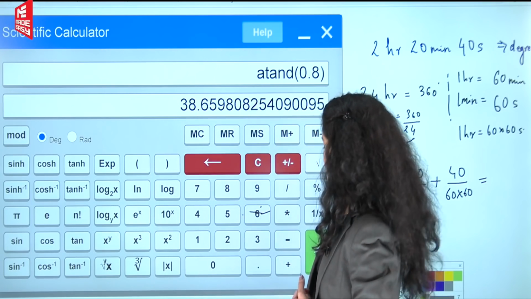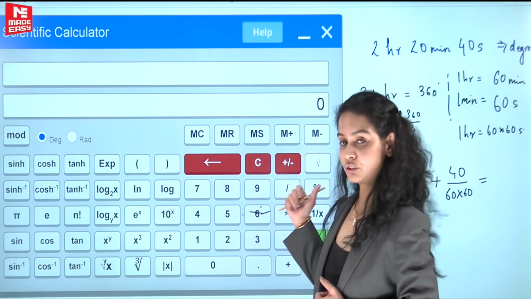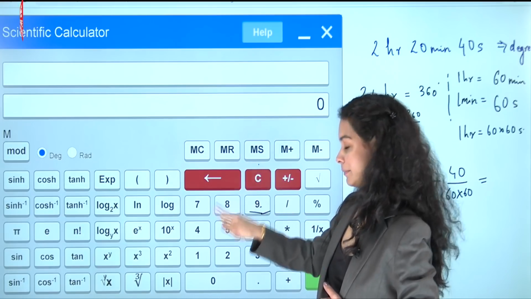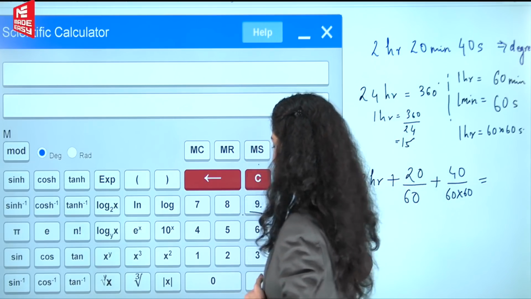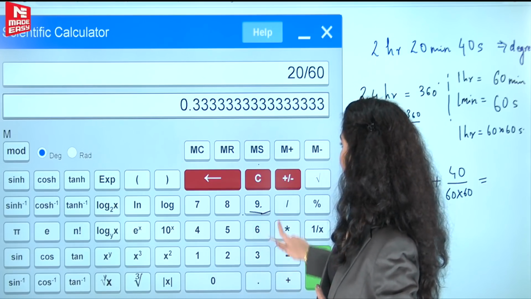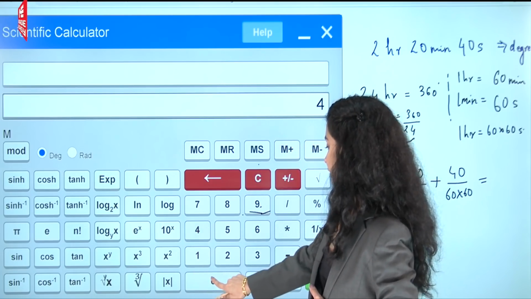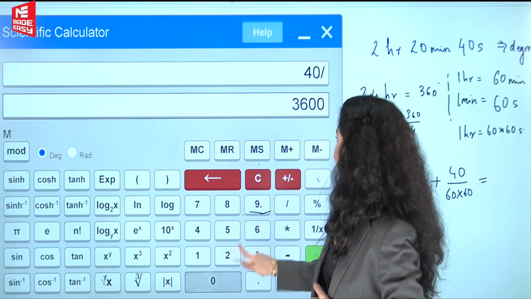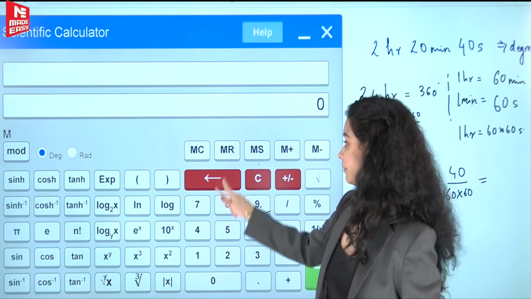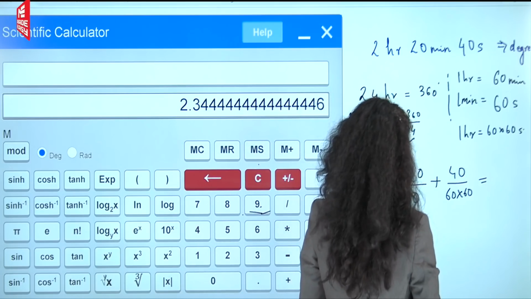So to do this, we will use memory functions. First is 2. So 2, add it into the memory, M plus, and press C. Then 20 divided by 60, press equal to, add into the memory, press C. 40 divided by 3600, press equal to, add into the memory, press C. Now that's the addition, press MR. This is the total number of hours, that is 2.34.